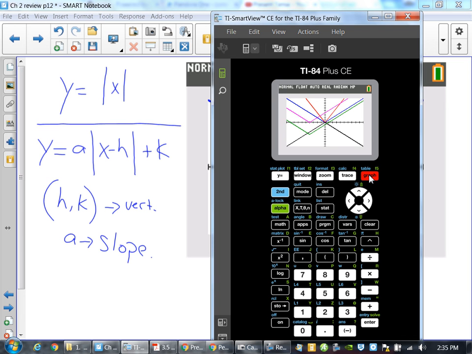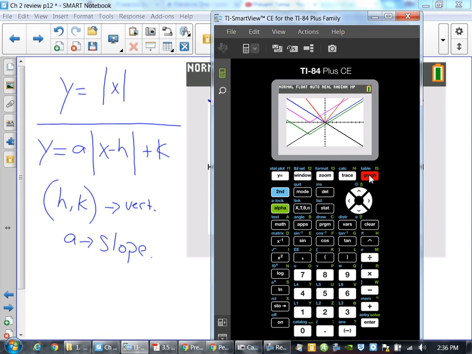So if you have a generic equation that is in this standard form, let's say we have y equals 1/2 absolute value of x minus 4 plus 2. Where's my vertex going to be? 4, 2, very good. My vertex would be at 4, 2, and what's my slope? 1/2.